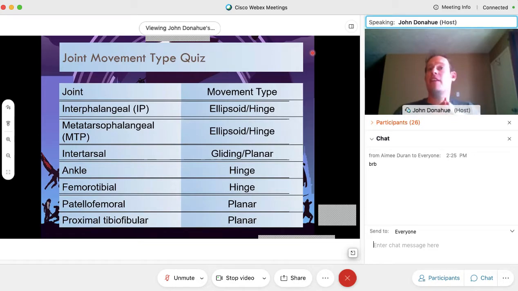So let's go ahead and classify them a little bit further based on their movement type. And we do need to know these different movement types. So when we talk about our interphalangeal joint, the IP, that's any of the interphalangeal joints, by the way, IP, PIP, DIP, they're all the ellipsoid hinge joints movement type. Our metatarsal phalangeal joints, our MTPs, are also ellipsoid hinge joints. The intertarsals, which is the joints in between the actual tarsal bones, are going to be the gliding planar type.